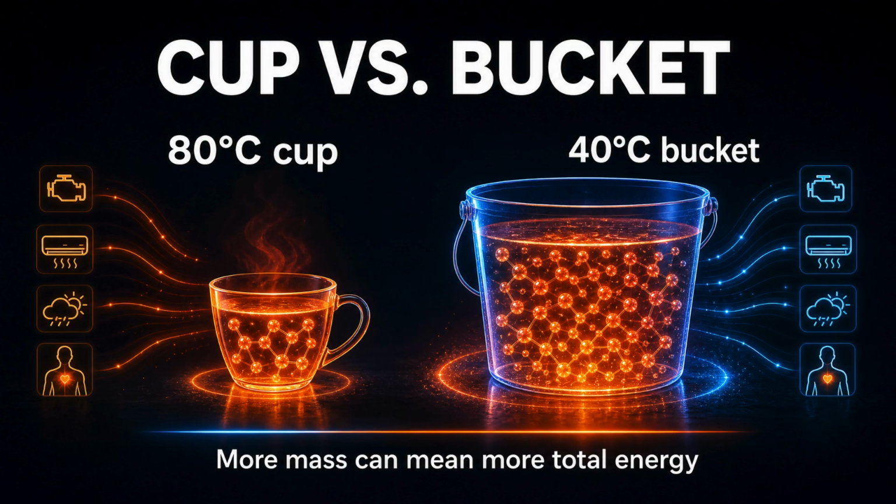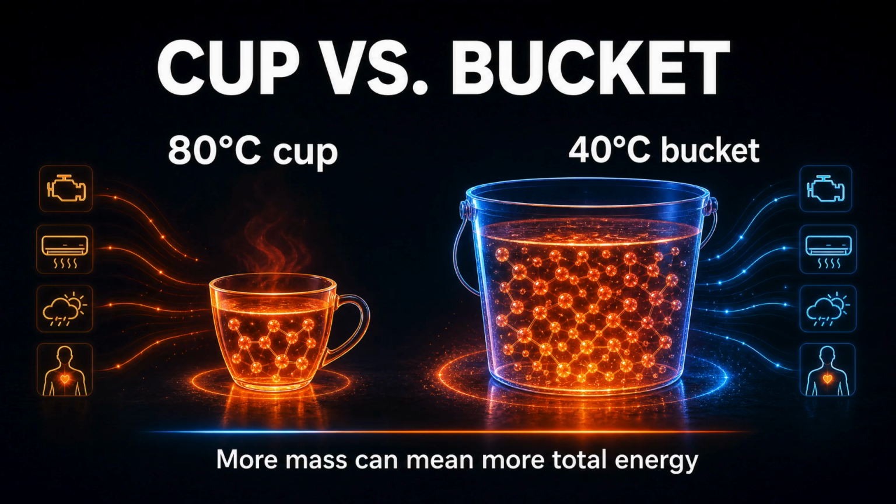Consider two containers of water. Suppose a small cup is at 80 degrees Celsius, while a much larger bucket is at 40 degrees Celsius. The cup has the higher temperature. Its water particles have higher average kinetic energy, but the bucket contains many more water molecules. Depending on the masses, heat capacities, and reference state, the bucket can have more total thermal energy, even though its temperature is lower. So remember the essential distinction.